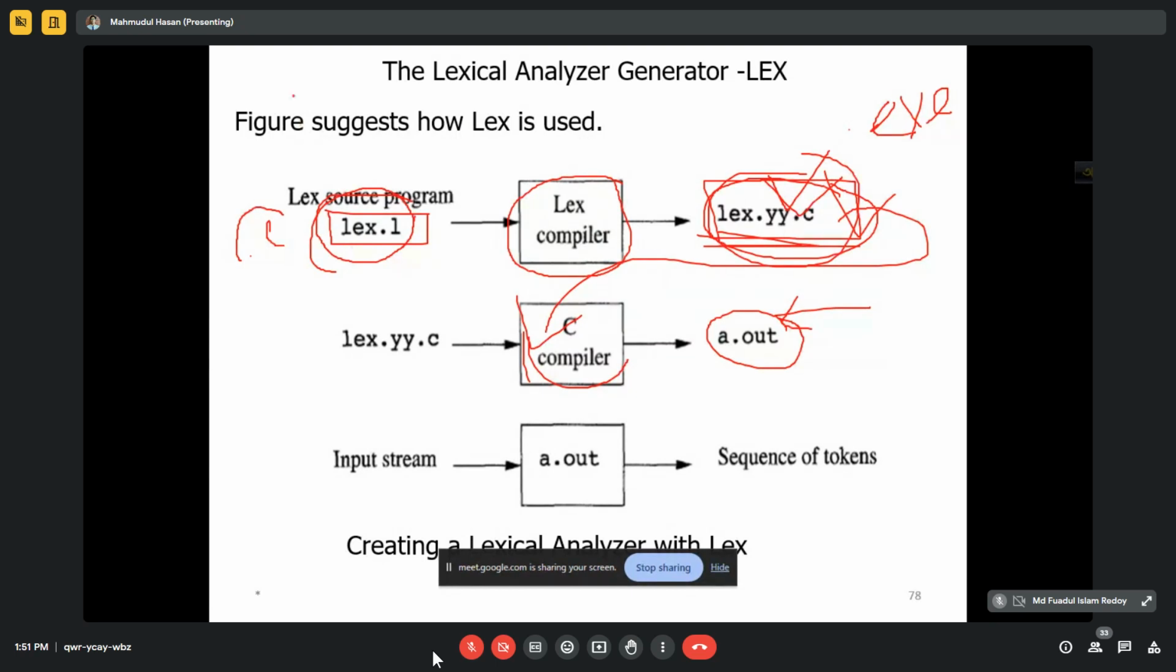So the lex file is like a source file, and when you pass it through the lex compiler, it produces the yy.c file. Then when you pass the yy.c file through the C compiler, it will produce the a.out file, which is an object file. That means it is executable.